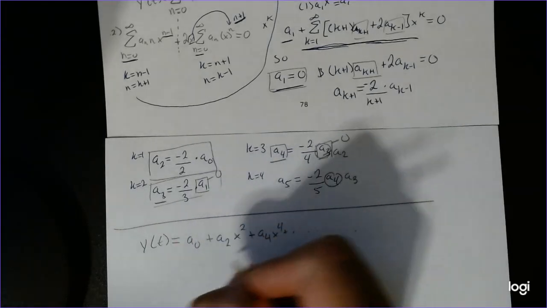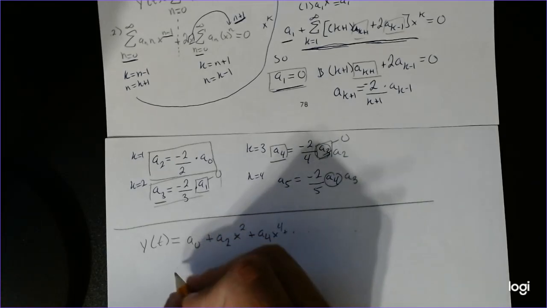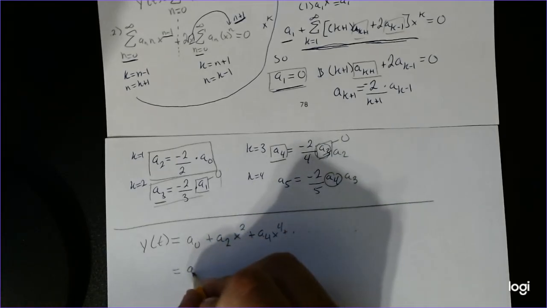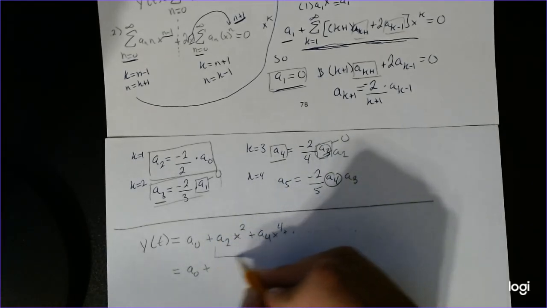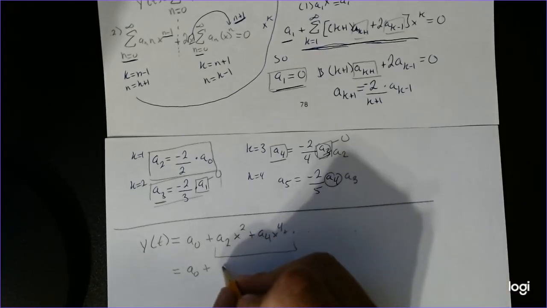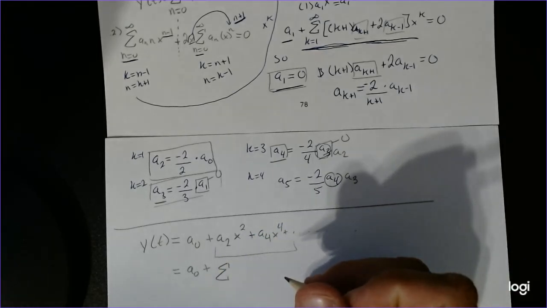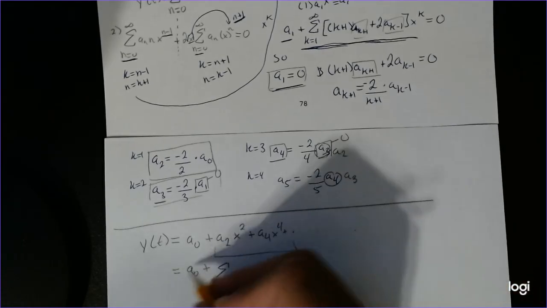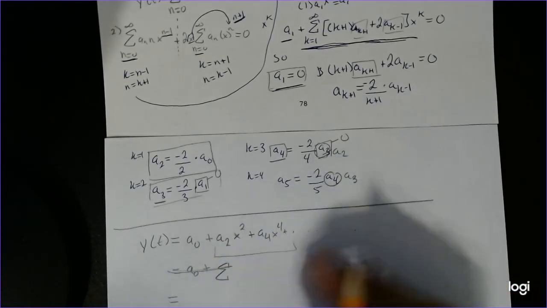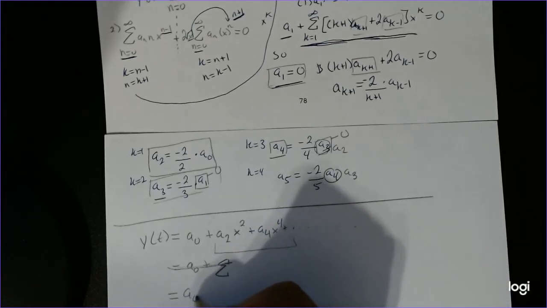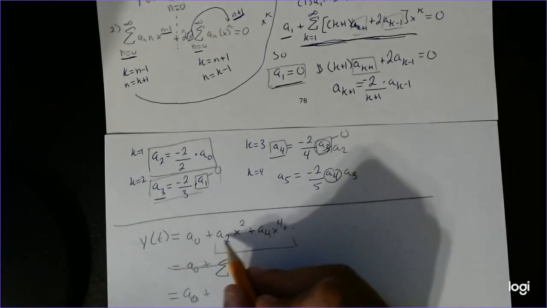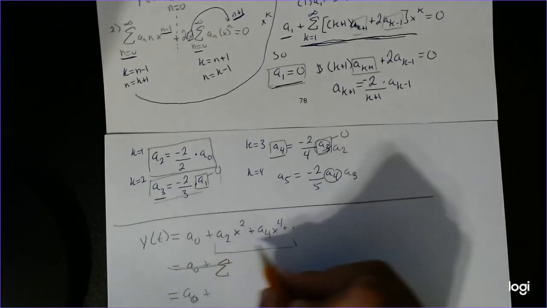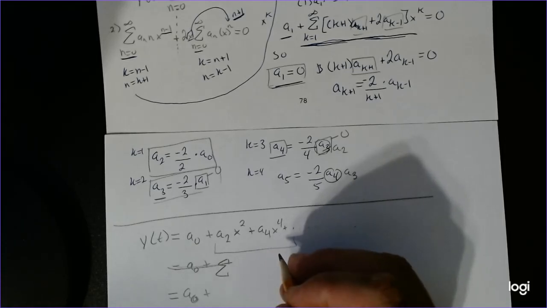So, what does this look like? This ends up being a naught plus this sum. Well, this sum... let me just do one step just in case you guys aren't sure. So this is a naught plus, and then how does this process look like in series notation? Going back to what we have.